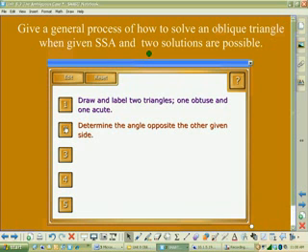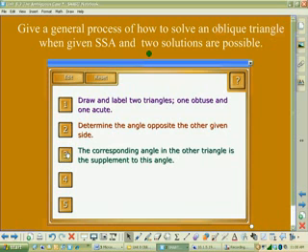We'll use law of sines to find the angle opposite the other given side. After you do that, the corresponding angle in the other triangle is a supplement to this angle. Wasn't that a nice way to say that? I thought it was very clear. Find the one, then use the supplement to find the other, bottom right angle. They're related as supplementary angles.